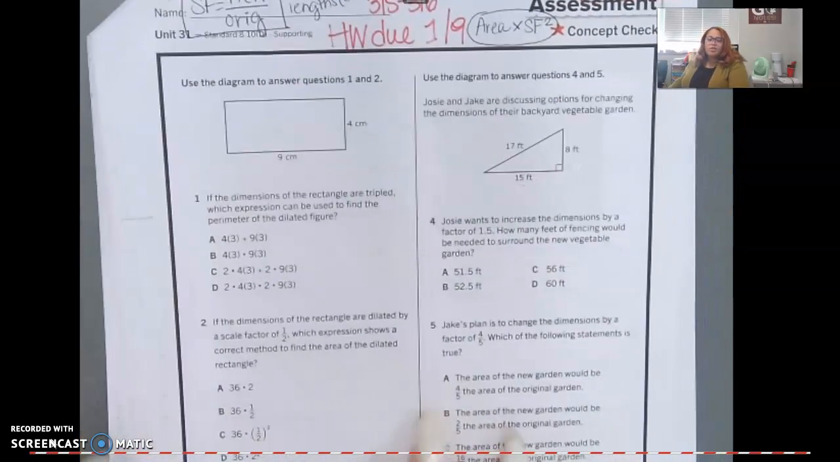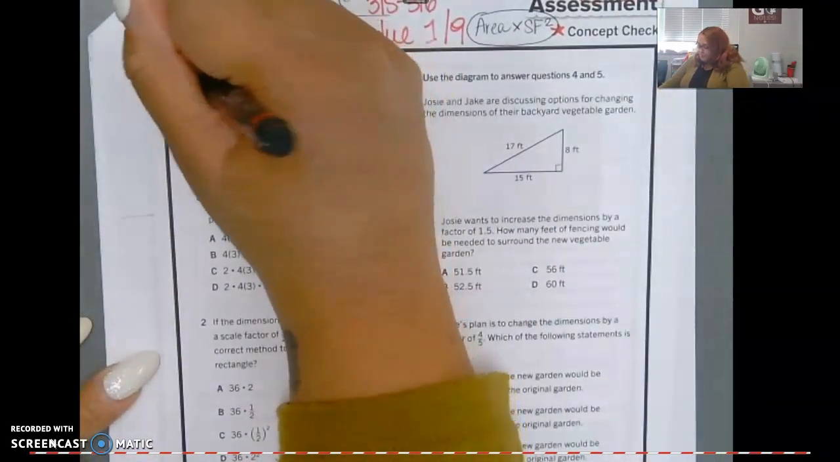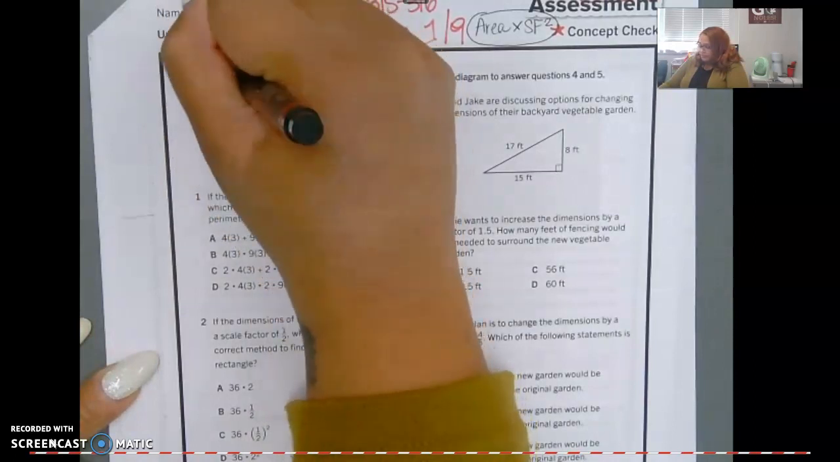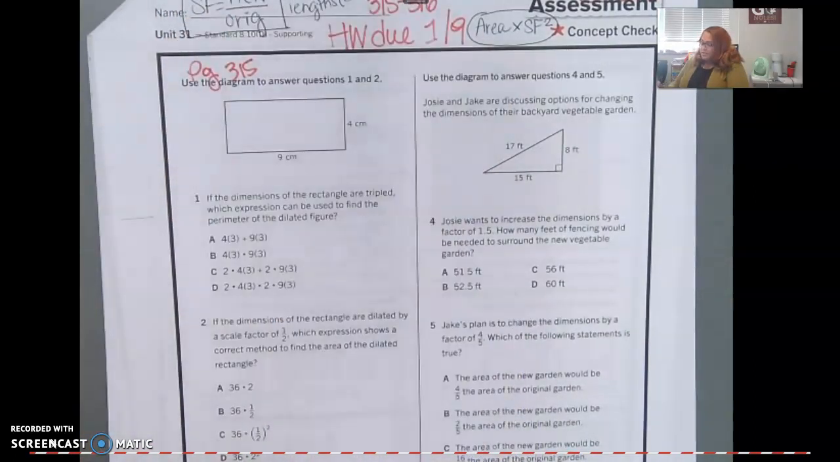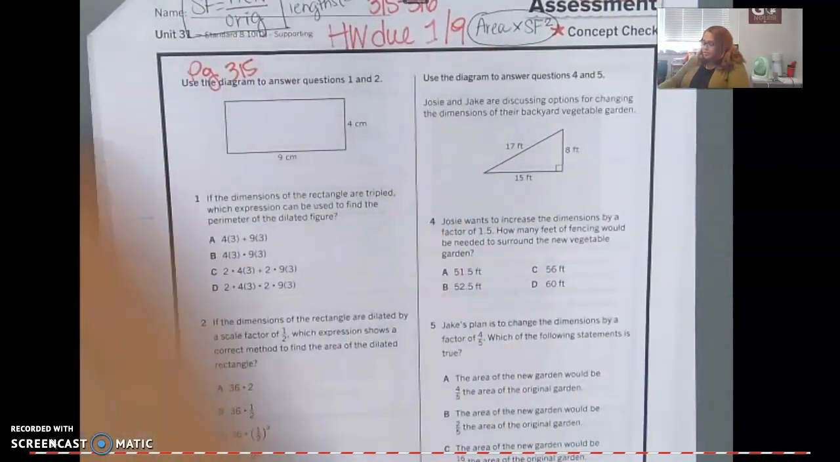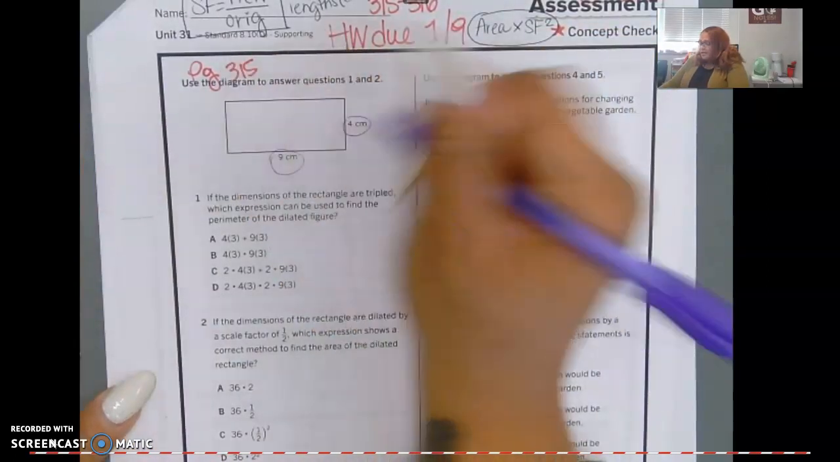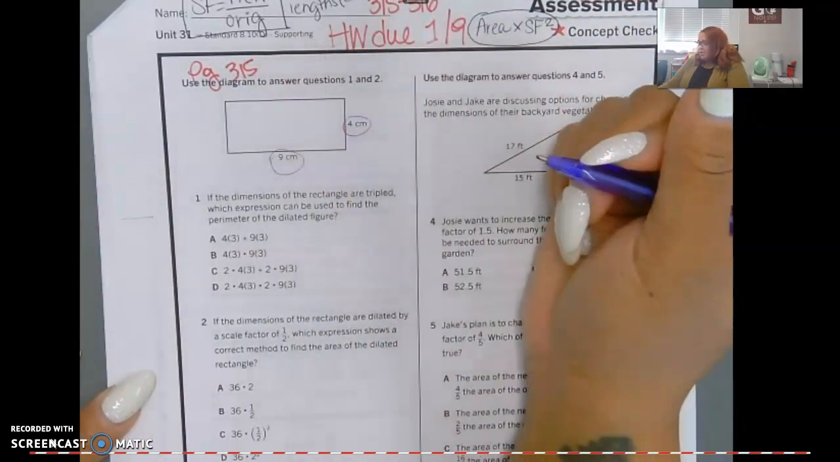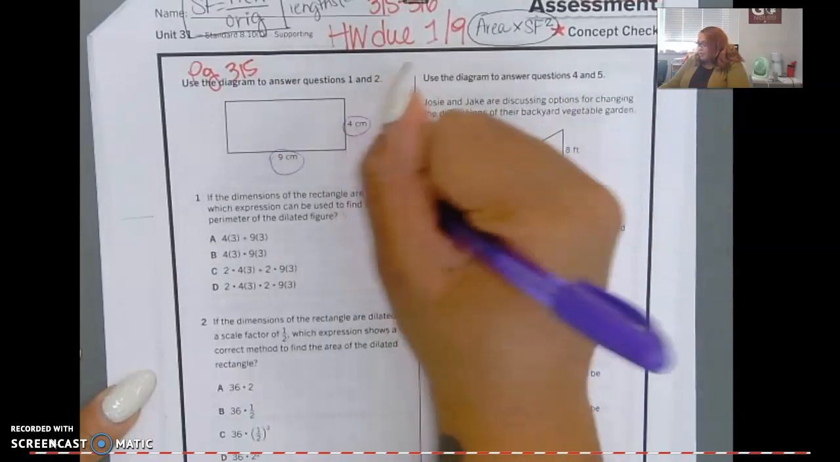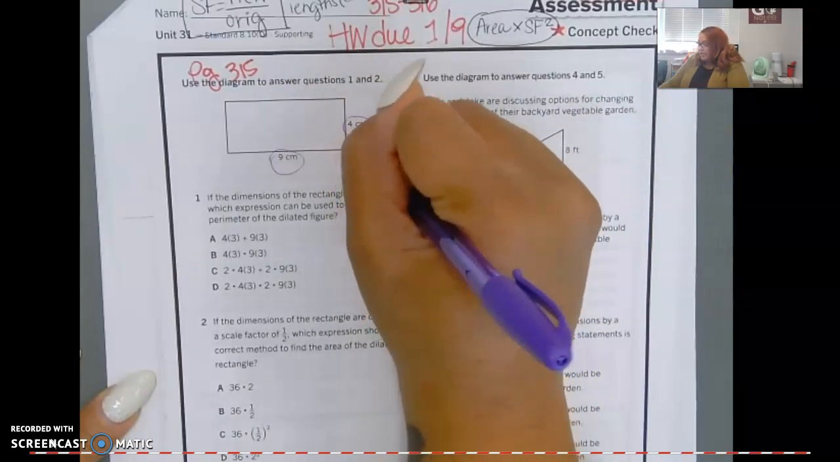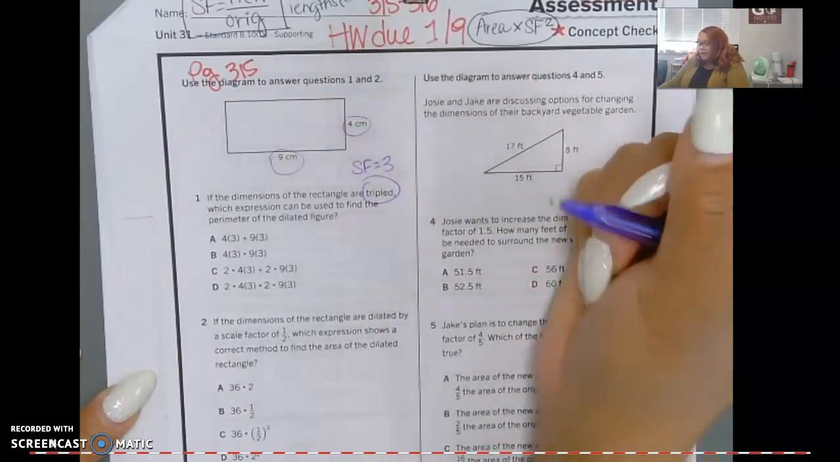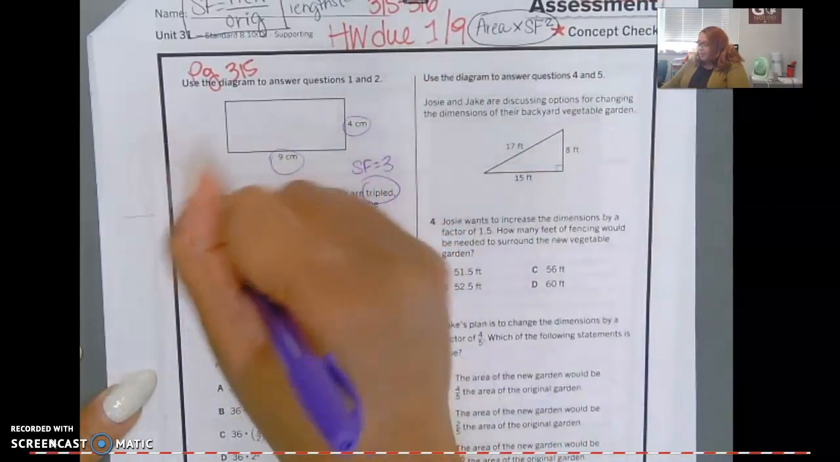So for the first question on 31.5, it says use a diagram to answer questions 1 and 2. This is my width, this is my length. If the dimensions of the rectangle are tripled, that means my scale factor is 3, because it's times 3. Which expression can be used to find the perimeter?